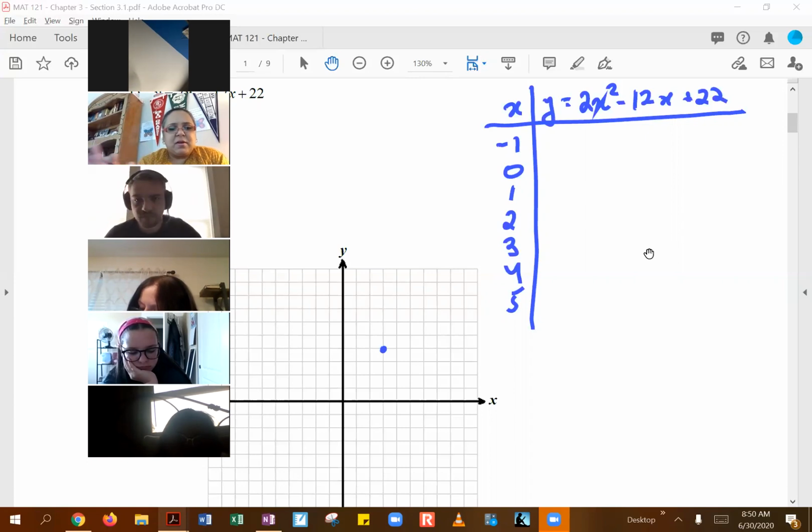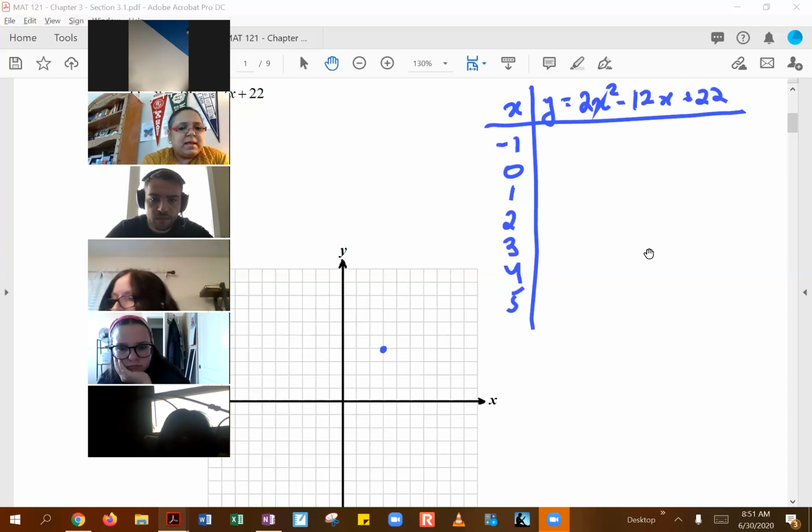And since we know our graph has moved 3 units to the right, that's why I'm not including too many negative numbers in there. But if you wanted to get an idea, you can definitely do more negatives. But since we know our graph is going to be more towards the right, that's why I went with more positive numbers. So what do we get for -1?